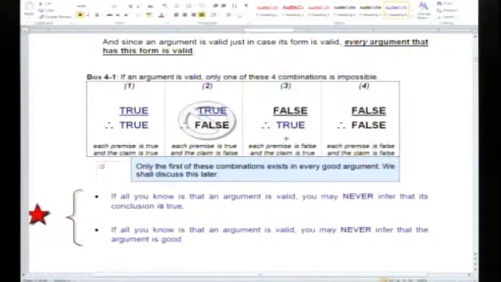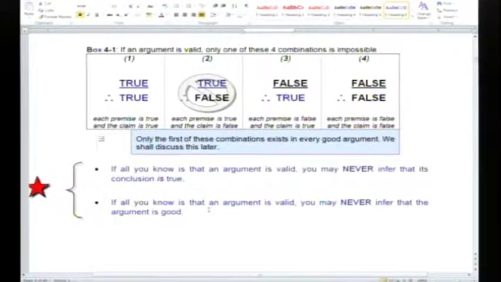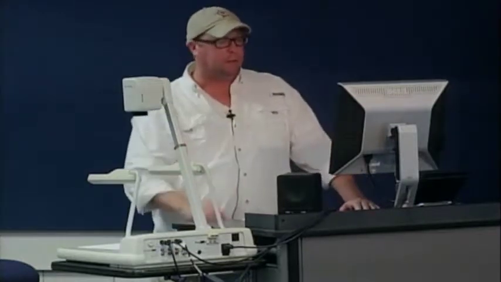So we say of an argument that's valid that the truth of its claim follows from the truth of the evidence. Because if it's valid, it's impossible for the premises to be true and for the claim to be false. So if the premises are true, the claim must be true. So if all you know is that an argument is valid, you may never infer the conclusion is true. It doesn't follow. And if all you know is that an argument is valid, you may never infer that it's good. And the reason why is what I just said. There are other principles of good reasoning that apply to arguments, and valid arguments can violate them all.